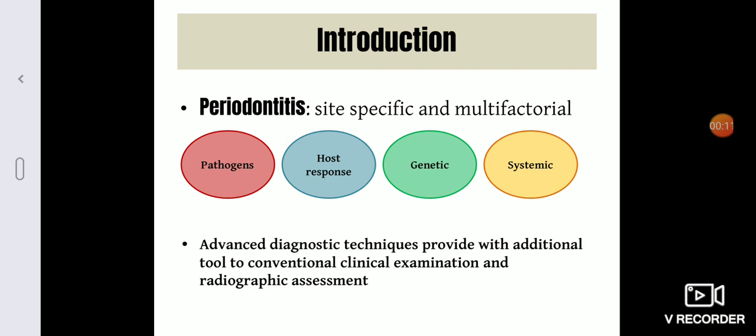So periodontitis is a site-specific and a multifactorial disease, meaning there could be multiple factors contributing to the disease etiology, its rate of progression and extent. The most common etiology being microorganisms which are present in the plaque. There are other factors also such as host response, that is how an individual may respond to a bacterial invasion, whether the individual has a genetic predisposition for periodontal diseases or is the periodontal disease progressing due to the presence of an underlying systemic condition.